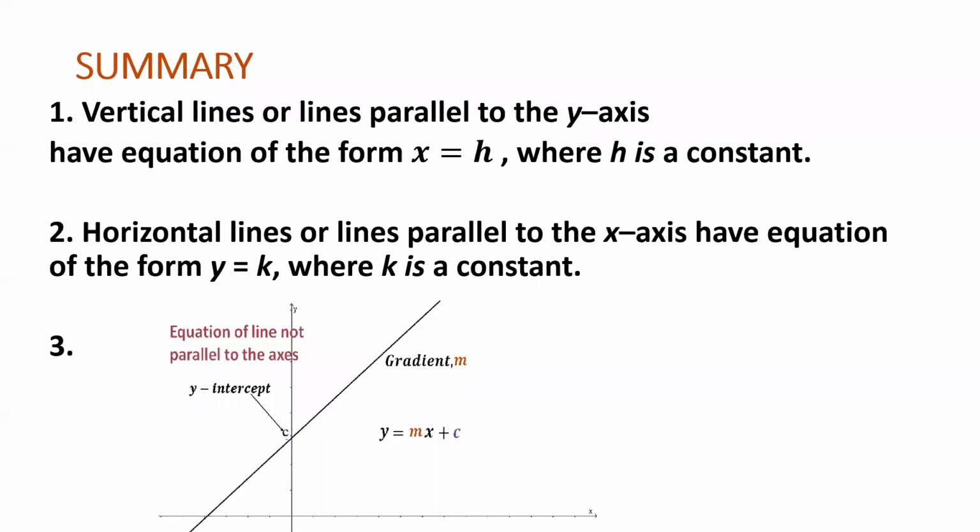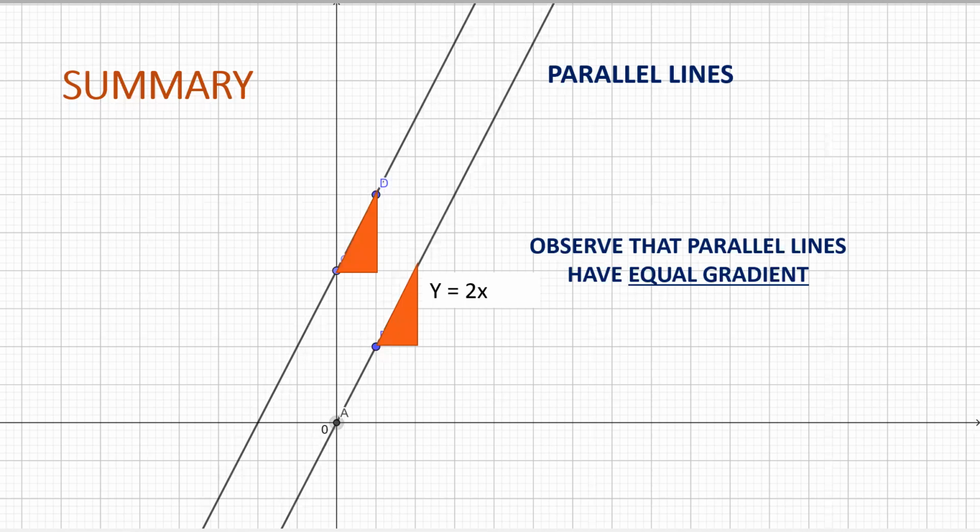We have come to the end of this program. Let us have a recap. First, we learned that vertical lines or lines parallel to the y-axis have equation of the form x is equal to h, where h is a constant. Horizontal lines or lines parallel to the x-axis have equation of the form y is equal to k, where k is a constant. And the equation of a line not parallel to the axis is in the form y is equal to mx plus c, where m is the gradient and c is the y-intercept, that is, where the line crosses the y-axis. We also found that parallel lines have equal gradients.